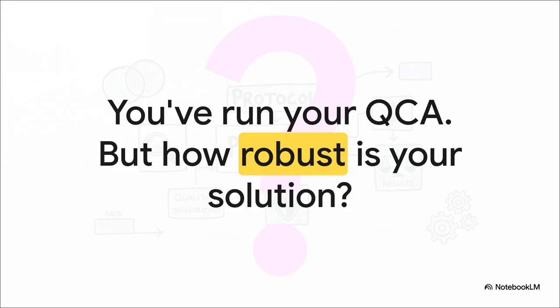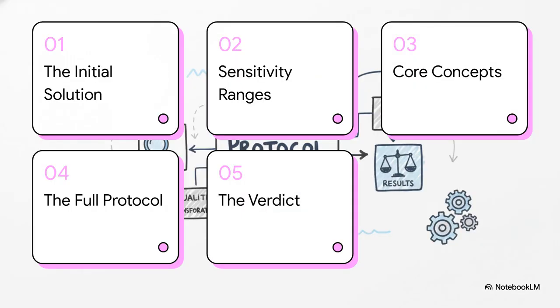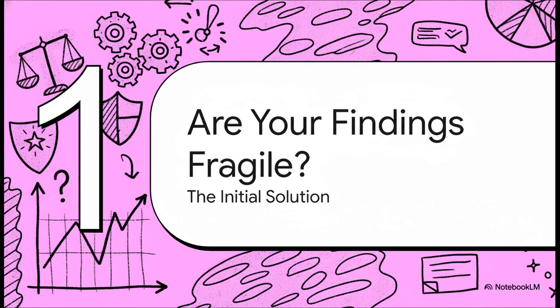Well, that's exactly the fear we're going to tackle today. So here's our game plan. We're going to start with your main model, what the protocol calls the initial solution. Then we'll hit the first, most basic check, sensitivity ranges. After that, we'll dive into the really cool stuff, the core concepts of the robust core and test sets. From there, it's all about practical application, a step-by-step guide to the full protocol, and finally, how to read the results and deliver a clear verdict on your findings. Okay, let's get into it.